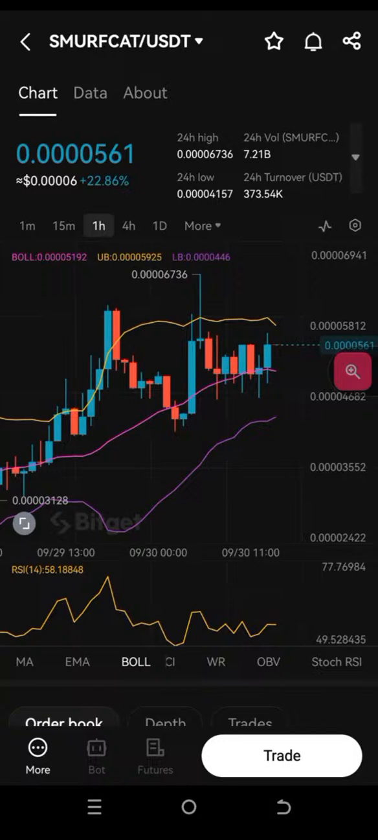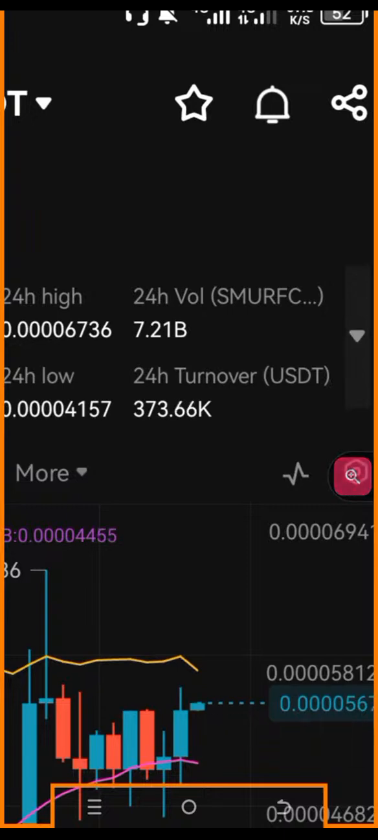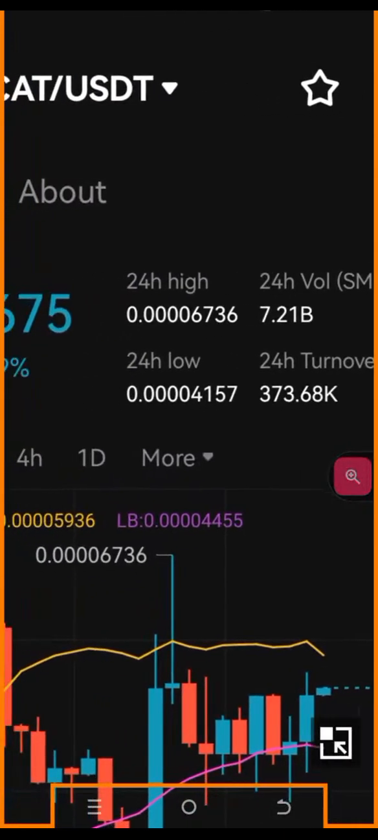Another thing we need to take a good look at is the volume. Naturally you may not get very large volumes for newer coins, but 373k USDT, not bad at all. So now let's look at the 24-hour high and the 24-hour low. Ignoring the four zeros, the 24-hour high is 67.36, while the 24-hour low is 41.57.